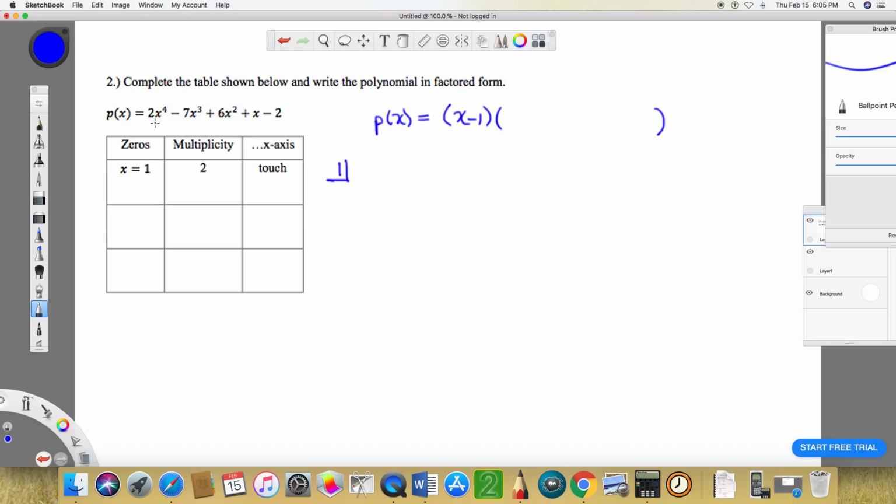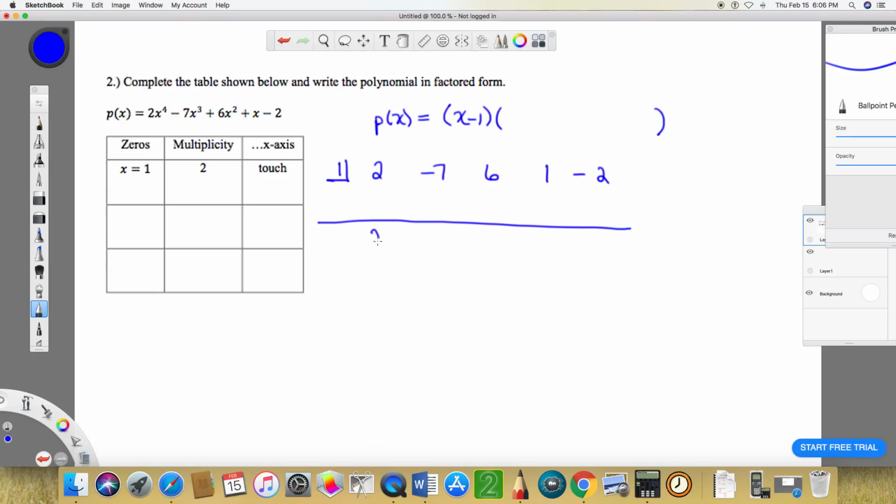So if we take this and divide, now let's make sure when we do our synthetic division that we don't have any missing terms. So we've got 4, 3, 2, 1, and a constant. So that looks good. So 2, negative 7, 6, 1, negative 2. If this really is a 0 of this polynomial function, well, I'll get a 0 remainder. So let's see what I get here.